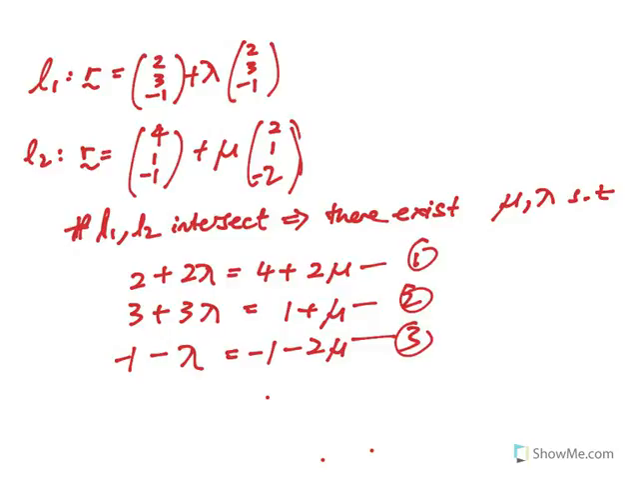Your answers may be different from mine, I need to tell you first. If you use equations 1 and 2 to solve first, you will get lambda equals to half, mu equals to 7 over 2. Anyone got a different answer?